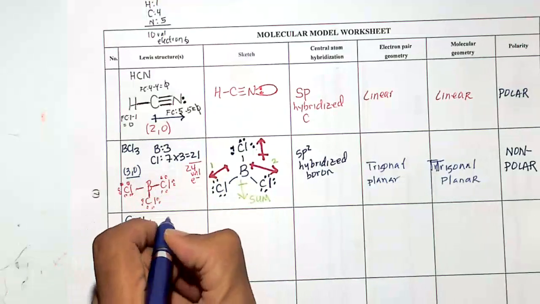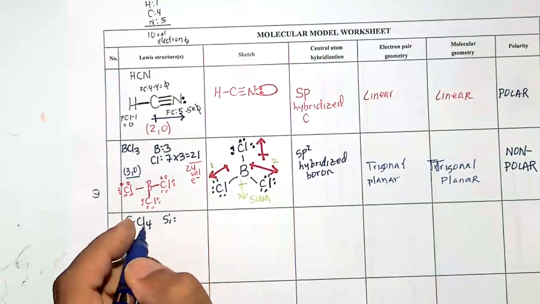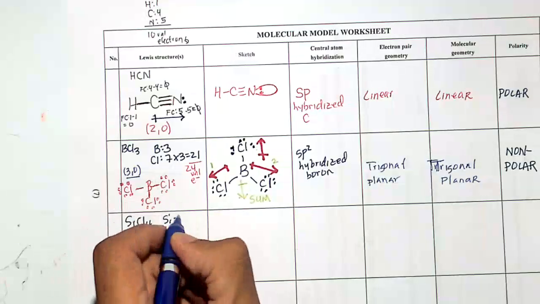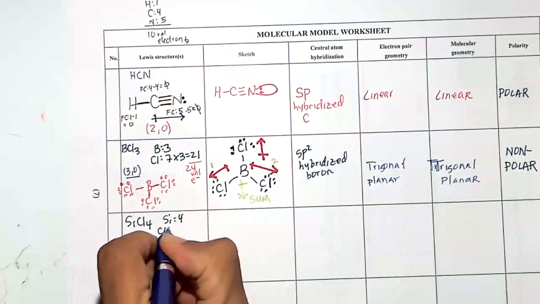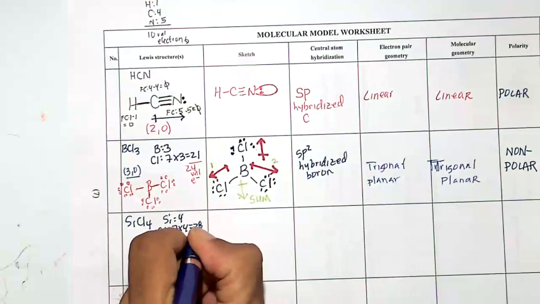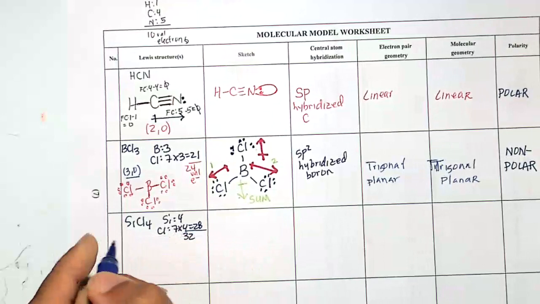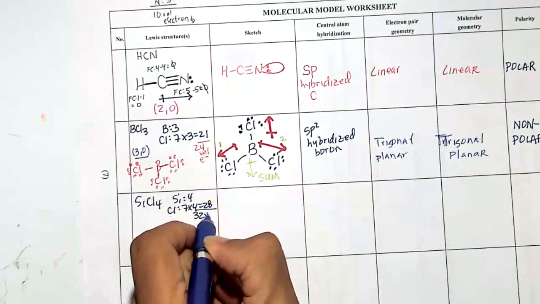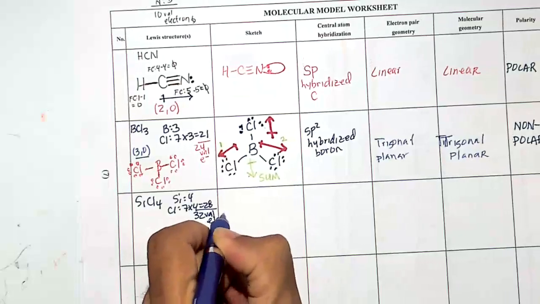SiCl4. What is silicon happy at? It's below carbon, and we know carbon loves this number. Okay, and what is chlorine happy at? Okay, so 7 times 4 is 28. So we have to get 32 valence electrons around SiCl4, silicon tetrachloride.